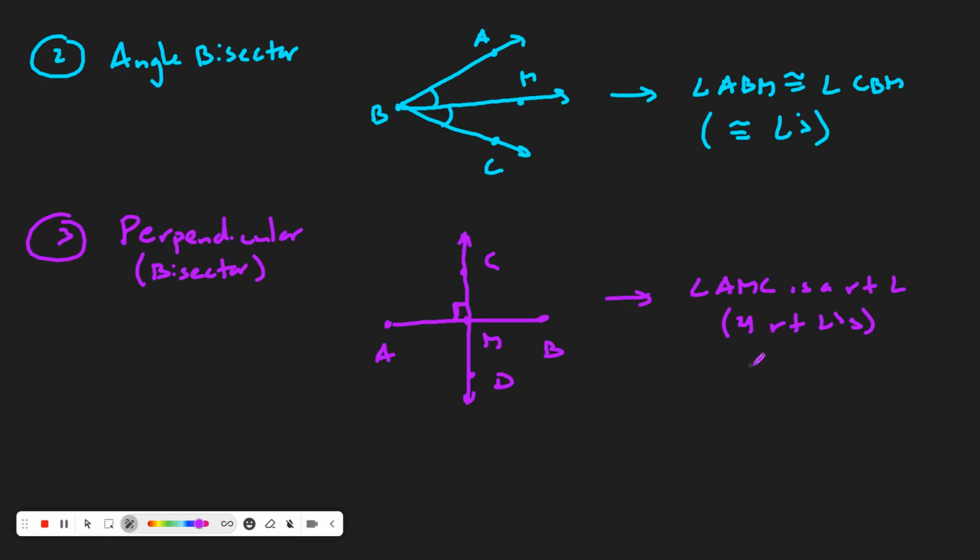Now, part of our proofs is if I were to draw in segment AC, I now have a triangle right here, triangle AMC. If angle AMC is a right angle, then that means that triangle AMC is a right triangle. And it is a right triangle because it has one right angle.